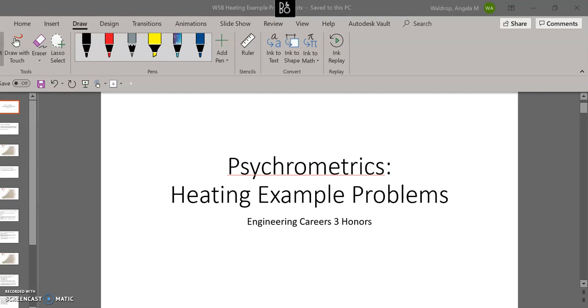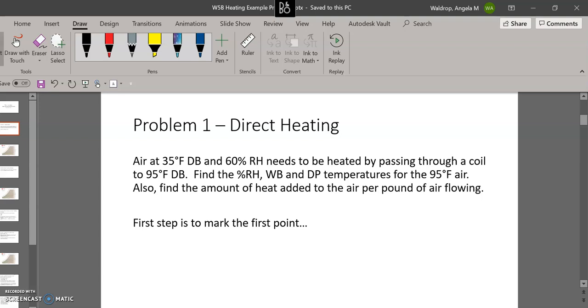Okay, today we're going to learn how to use the psychrometrics chart to do some heating problems. For the first problem, we're doing direct heating. The air is at 35 degrees dry bulb, 60% relative humidity, and it needs to be heated by passing through a coil to 95 degrees dry bulb. We want to find the percent relative humidity, the wet bulb, and dew point temperatures for the hot air. Also, we need to find the amount of heat added to the air per pound of air flowing.